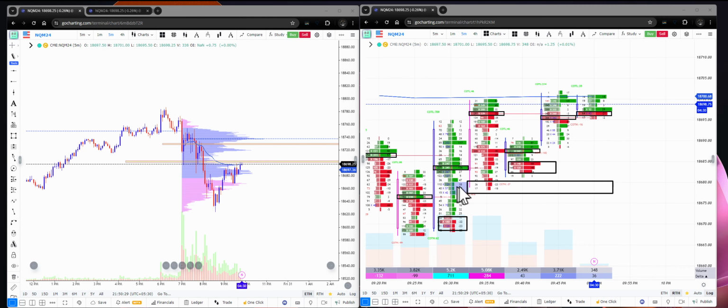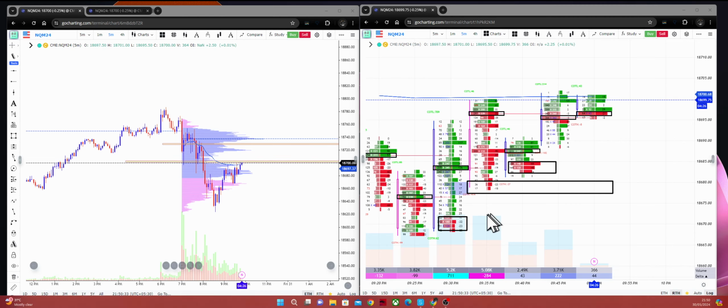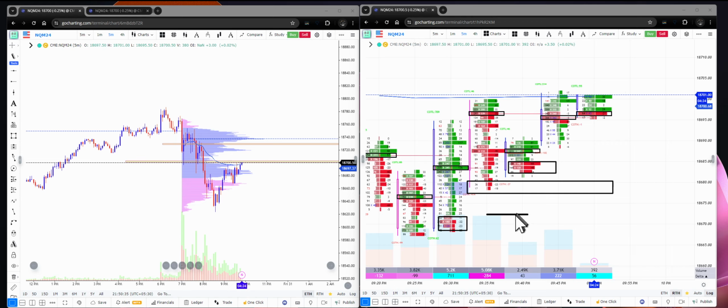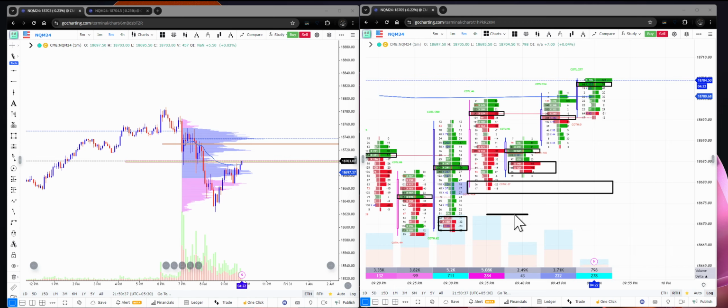The place that I would have loved to take a long is this place, because I see multiple imbalances and sellers trapped over there. So what that does is it gives me a place to put my stop loss over here. Now you can see the market breaking out and going in one direction.